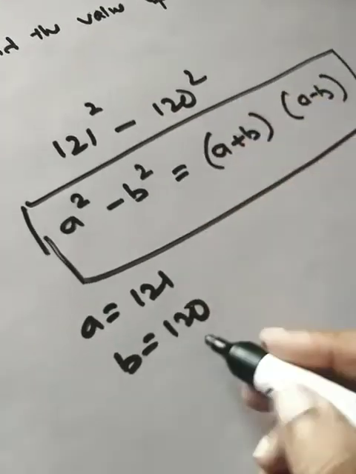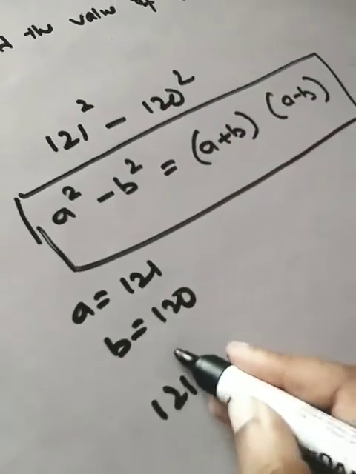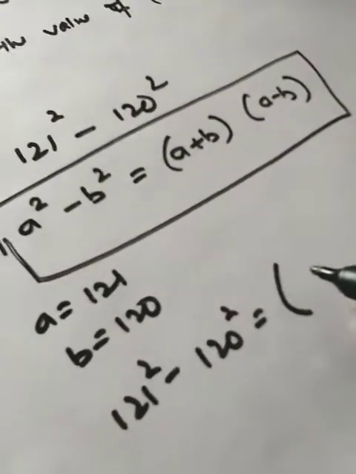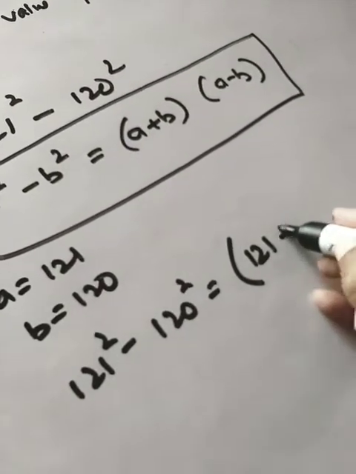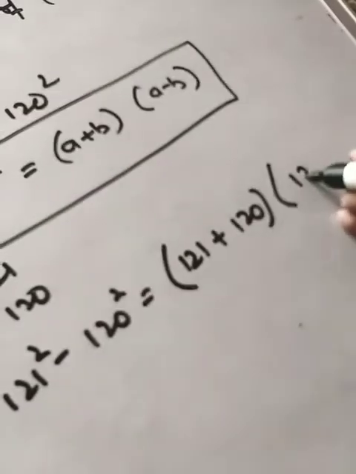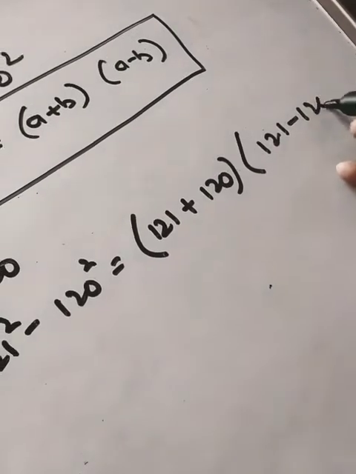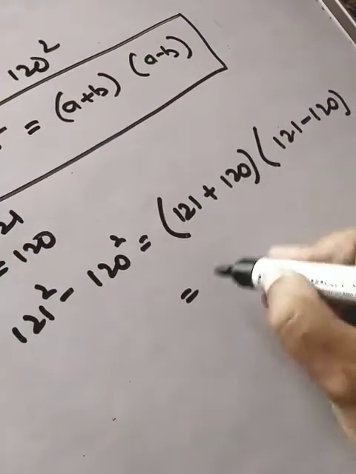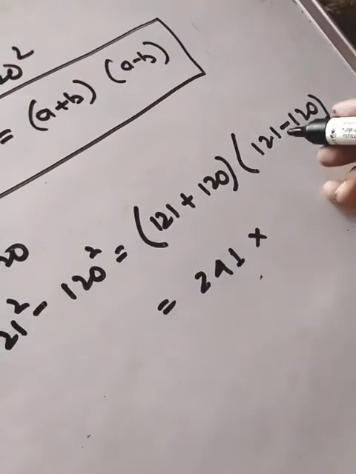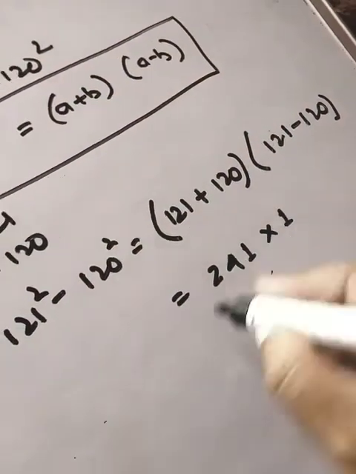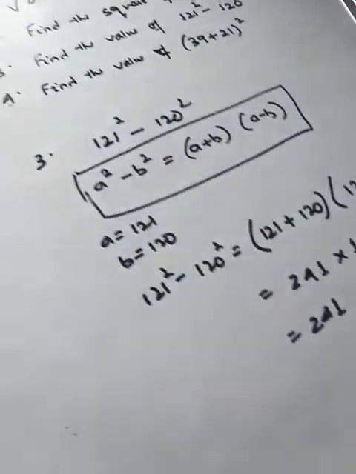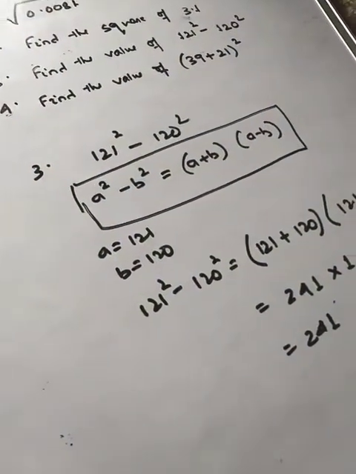Now how to break it? A square minus b square, just write the values again, and here you will write a plus b, that is 121 plus 120, and a minus b, that is 121 minus 120. Now add it up. The answer will be 241 into 1, so the answer is 241. See how fast we have done. This is the magic of identities.